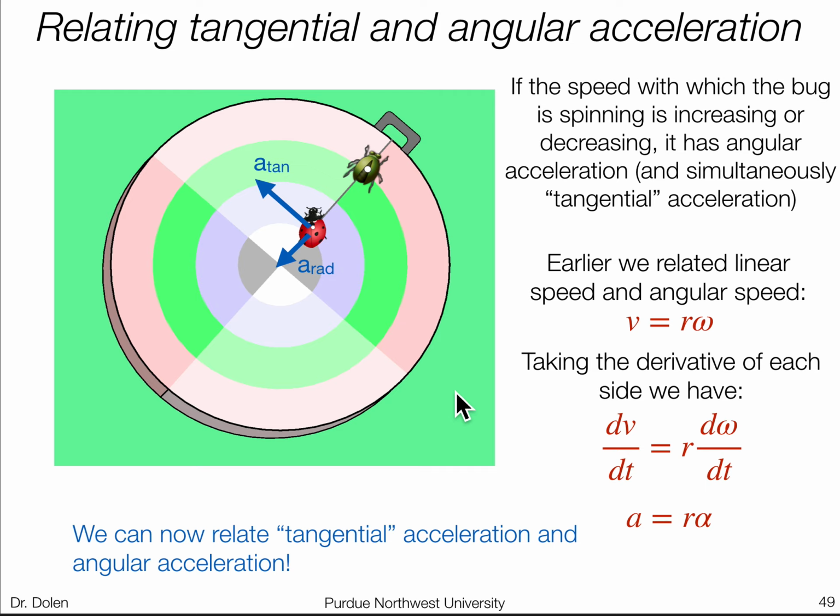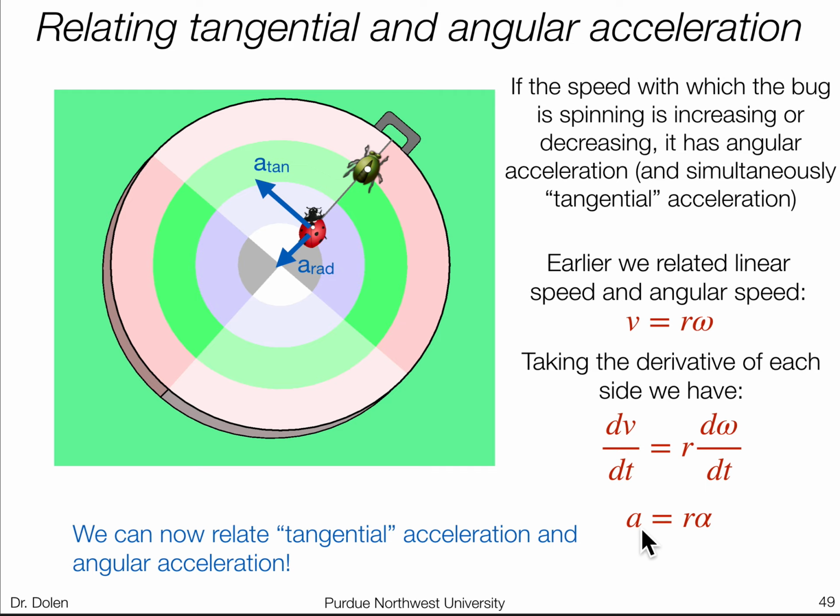To understand the magnitude of that, we'll use the same formula we derived earlier that relates linear velocity and angular velocity, and let's just take the derivative of both sides. dv/dt is just acceleration. d omega/dt, that's just our instantaneous angular acceleration. So we can always figure out this tangential acceleration using this formula, right? If I know the angular acceleration alpha and I know the radius r, I can always figure out the tangential acceleration a of that ladybug.